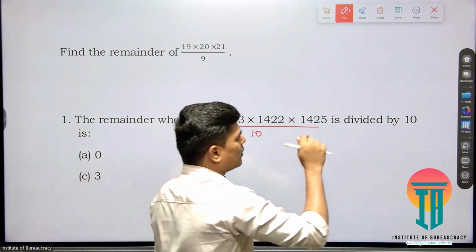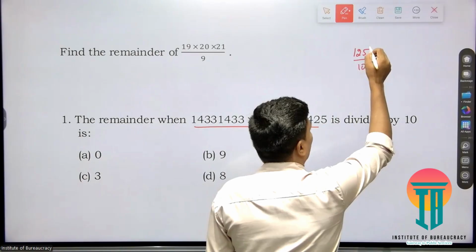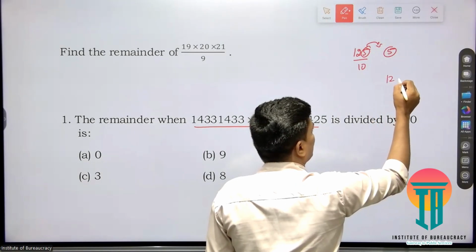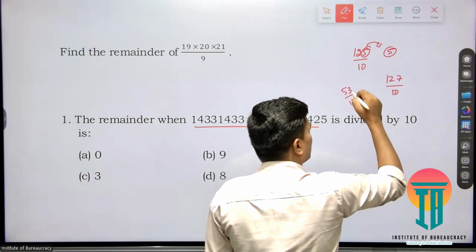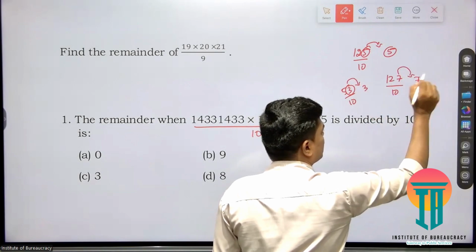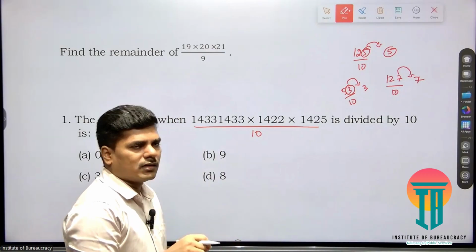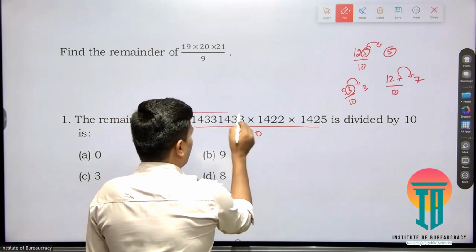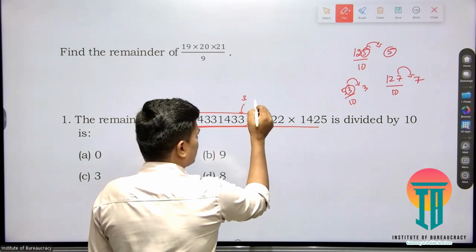And you observe one thing. When you divide, suppose 125 by 10, whatever your unit digit is, that is going to be your remainder. Or 127 by 10, or 53 by 10. Whatever your unit digit is, that is going to be your remainder when you divide by 10. So in the same sense, if I divide this entire number by 10, the remainder is going to be the unit digit, that is 3.